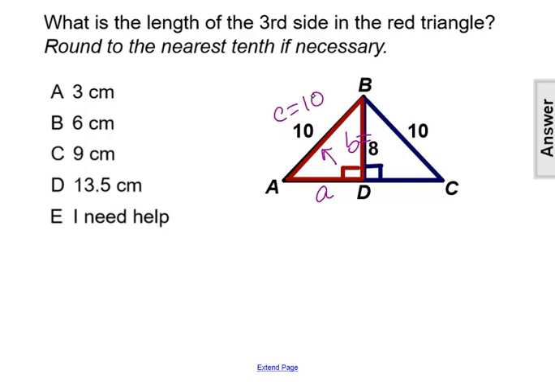Now, because it's a right triangle, if we're trying to solve for one of the missing sides, which happens to be the missing leg, we can use the Pythagorean theorem to help us. We also could use Pythagorean triples as well. One might be easier than the other.